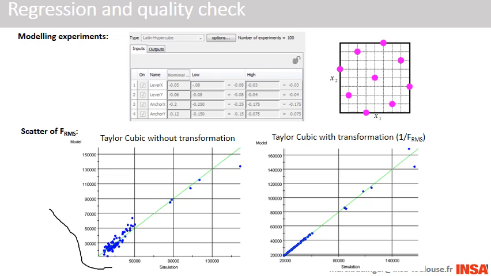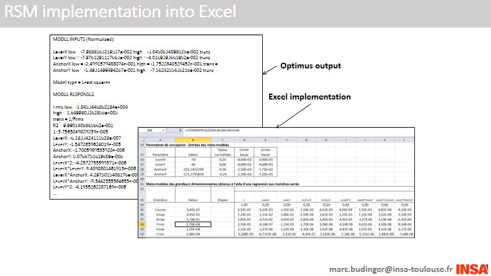The observation is confirmed by the dispersion of points around the curve y equals x, which compares the simulation results and the computed function. A transformation that expresses the inverse of this effort in function of the anchor points improves the regression quality. This type of transformation can also be done on the inputs of the model. Once the regression coefficients are computed, the polynomial functions can easily be implemented in any algebraic computation environment, such as Microsoft Excel.